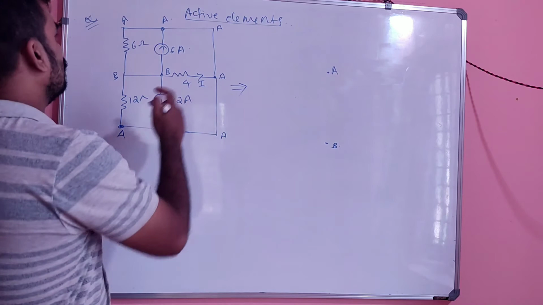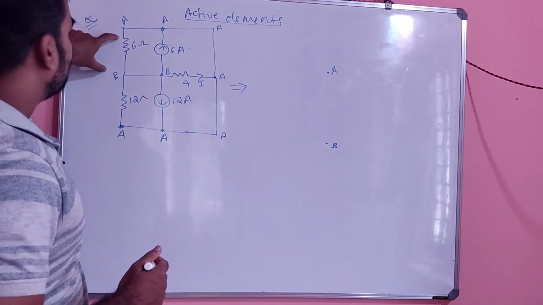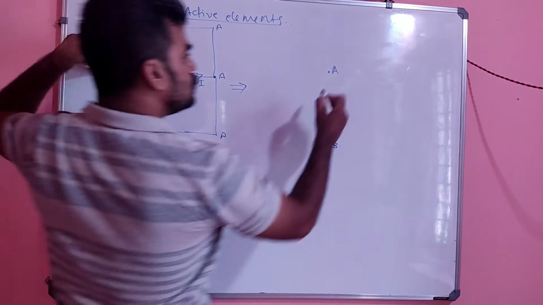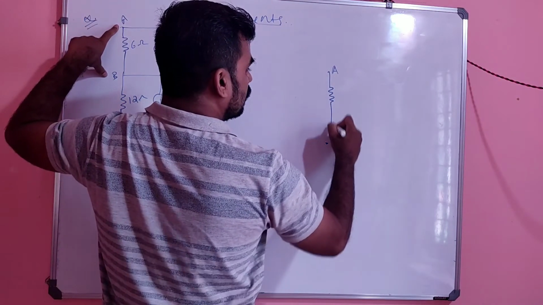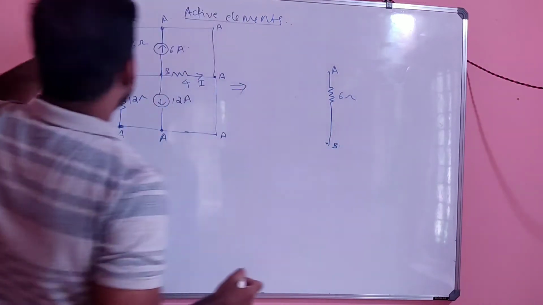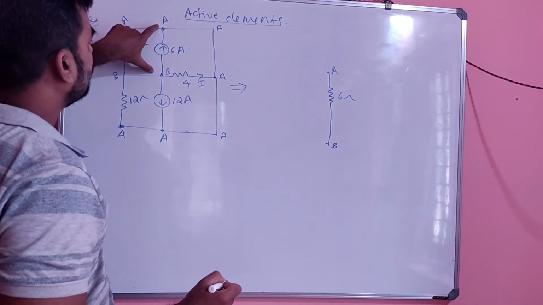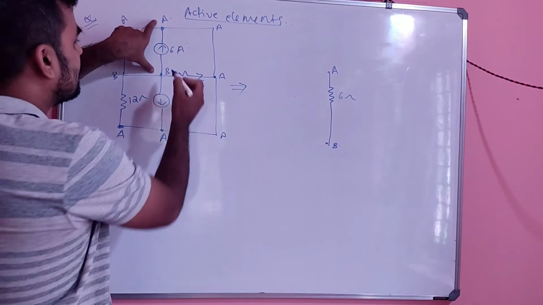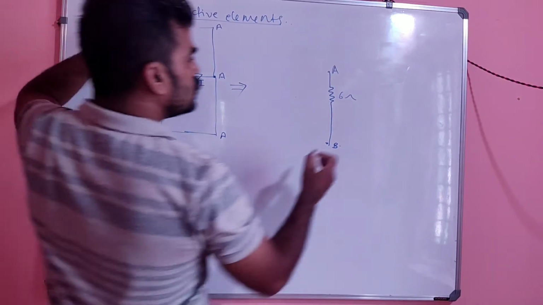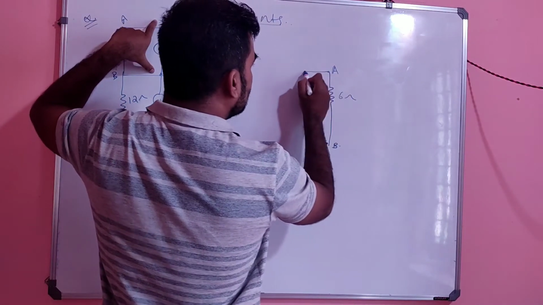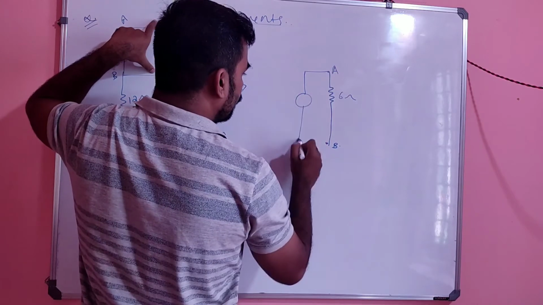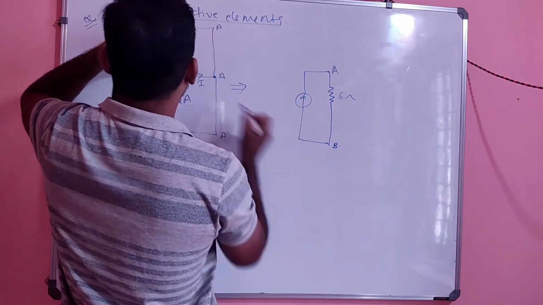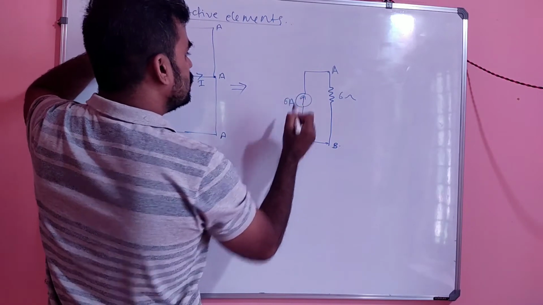I will start from here. So A to B there is a resistance of 6 ohm. So I marked 6 ohm. And again from A to B there is a current source, but the current is flowing from B to A, right? So I can write like this: a current source flowing from B to A of 6 ampere. The polarity is very important.